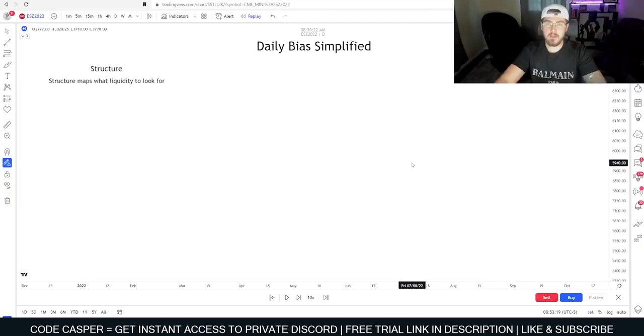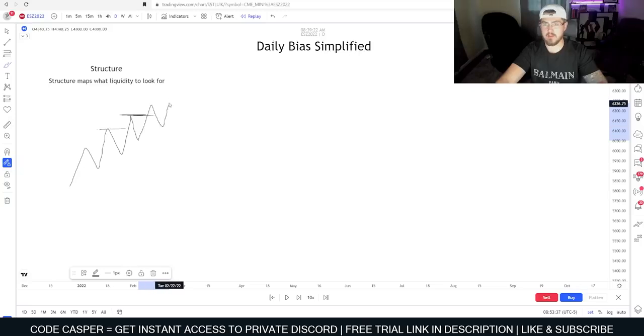So if we're looking at price, we're going to use structure to map what liquidity to look for. So if we are bullish and the market is moving up, well, the expectation is that we're going to continue to move up. So if we come down into the lower part of the swing, we can target that high because that's the expectation that the market is going to continue.